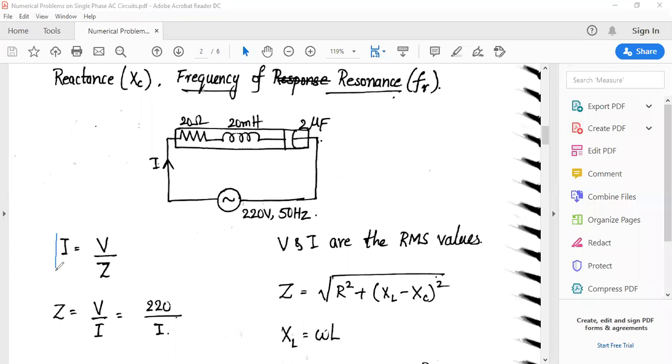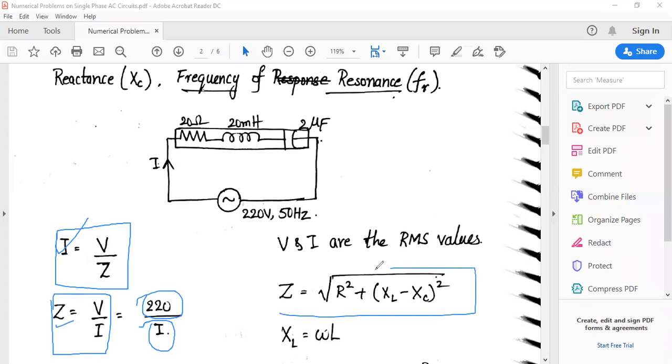Now the simple formula for current in an AC circuit is V is equal to IZ, and I can be calculated as V by Z. So Z is given as V by I. V is 220, so you need to find out current I, and Z has to be found out. Z is given by root of R squared plus XL minus XC the whole squared. This is how we can calculate Z.